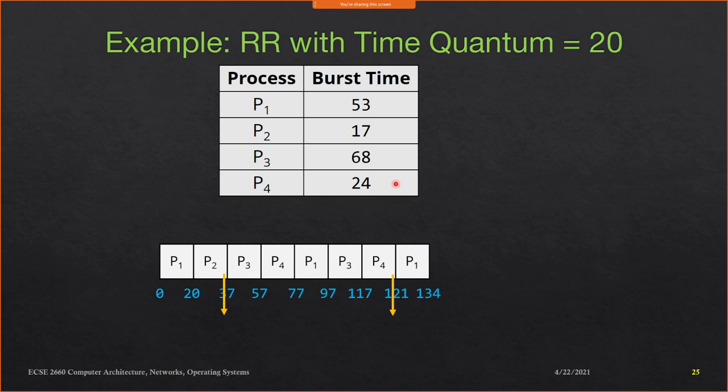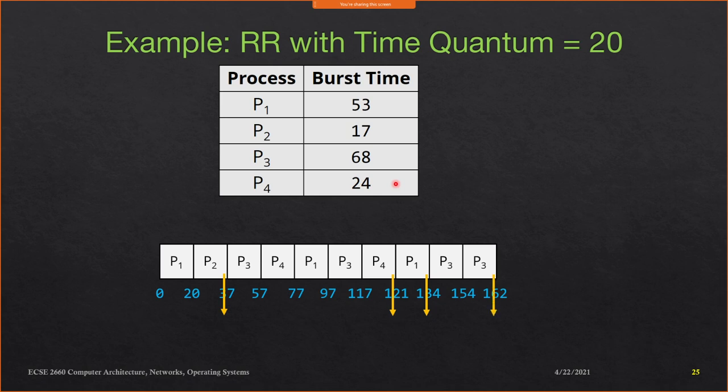We are going back to P1 now. And P1 just had maybe 13 left. Right, 13 left. So that takes us from 121 to 134. P1 will get to finish. And P3 had some remaining. I think P3 went two times, so that was 40. It has 28 left. Because it is the only process remaining, it can go twice and be able to finish at the 162 time unit mark.